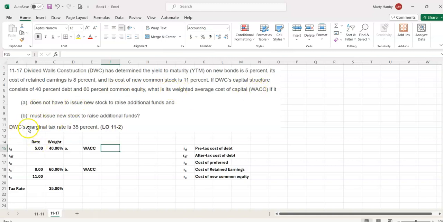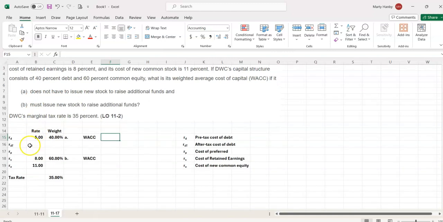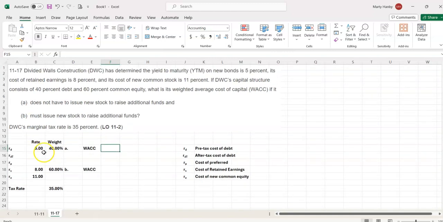So I created a little table down here. So we've got the rate, the pre-tax cost of debt, R sub D, and that's 5%. And then we've got the cost of retained earnings, 8%, and cost of new common equity, 11%, the tax rate, 35%, and the two weights, 40% debt, 60% equity.